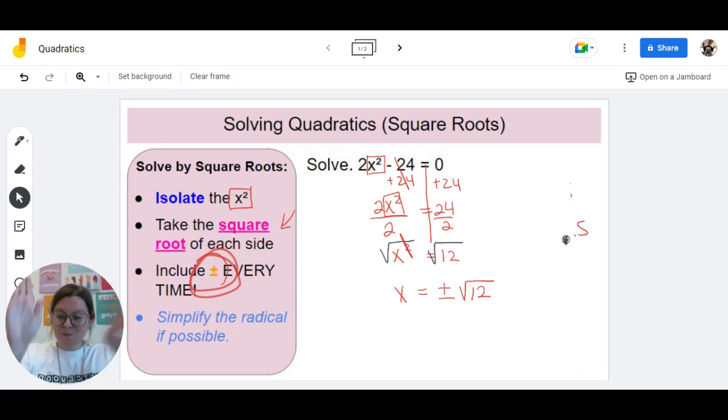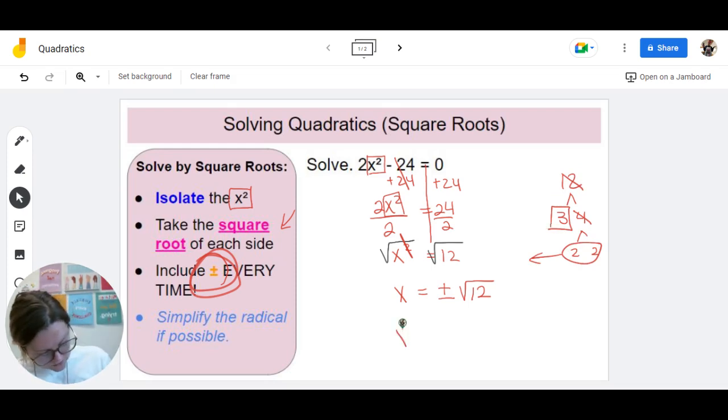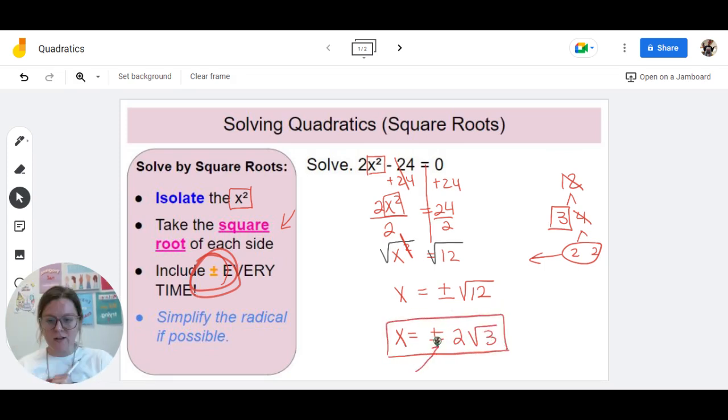Okay, back to solving. So we are going to try and simplify the radical if possible. So I'm going to do my factor tree. So 12 can be broken up into 3 times 4. 4 is 2 times 2. Cross off the numbers that I've broken up. I have a pair of 2s, so I'm going to circle them and take them out. My other number is going to stay underneath the radical. So my answer is x is equal to plus or minus 2 square root 3. And that is my final answer. Again, do not forget the plus or minus.